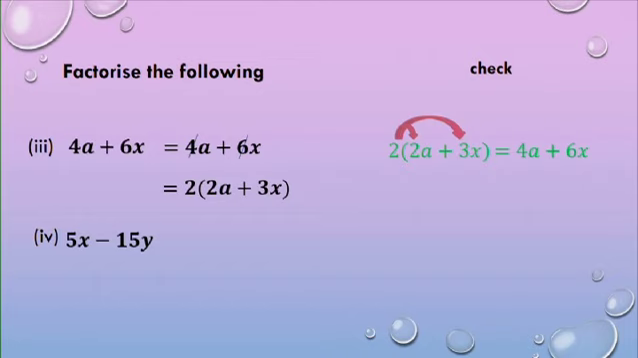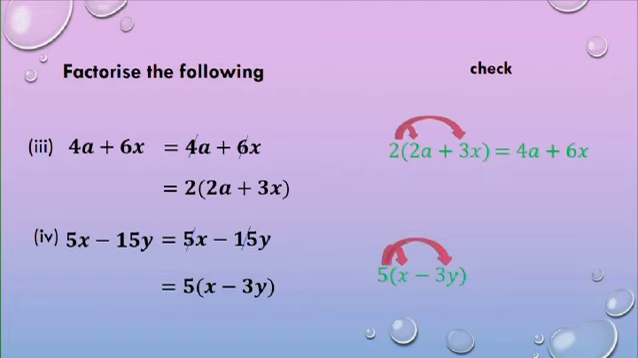Let's have an example again where we have 5x minus 15y. Here the common factor is 5. We can divide 5x and 15y by 5. So we have 5 into x minus 3y. Again, we can check through expansion.